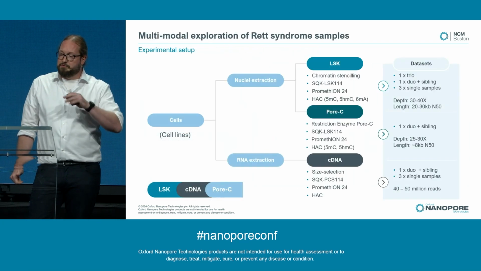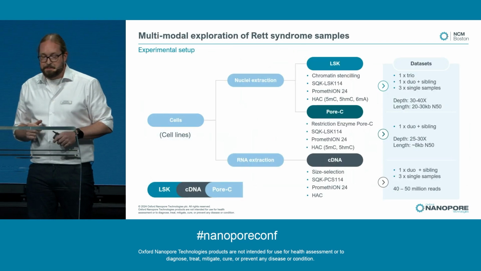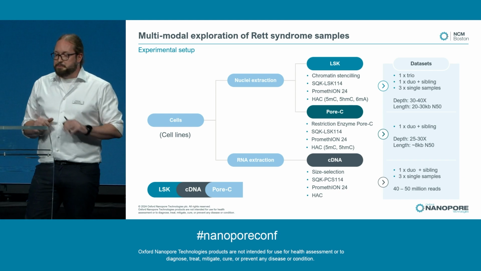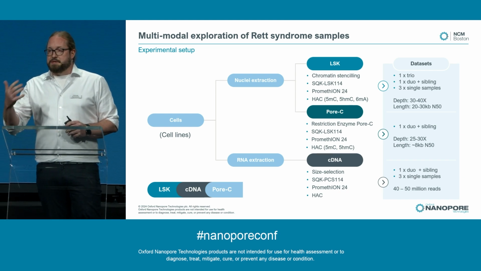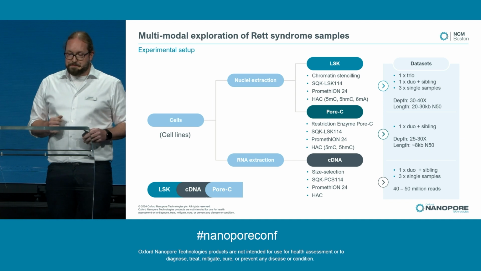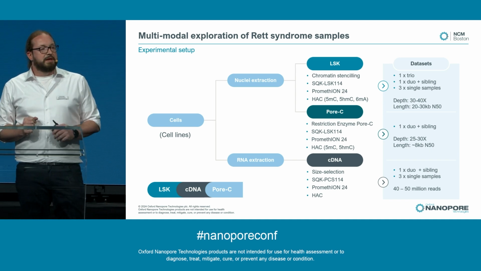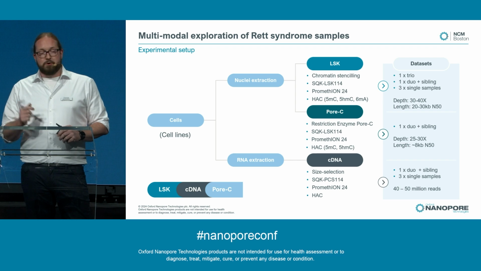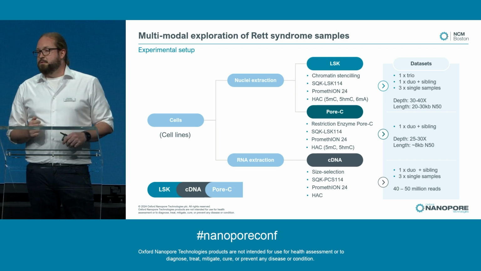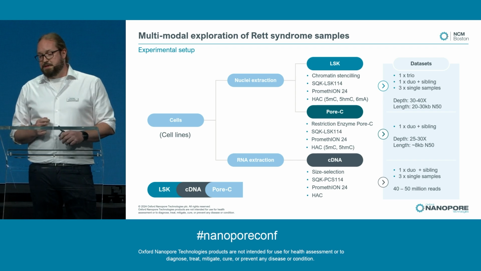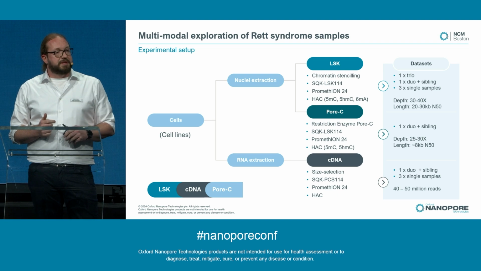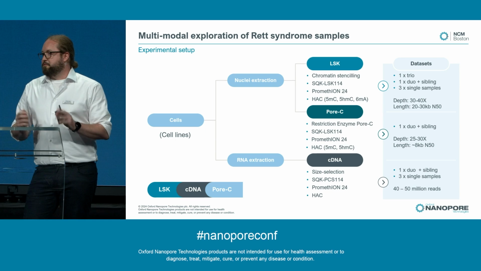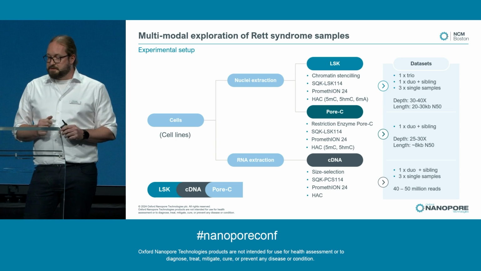So for this project, we got 9 different Rett syndrome cell lines. These are not patient samples, they're just research samples. We did whole genome sequencing for those 9, again, using 6mA to mark open chromatin. Then for 3 more of those, we also got Pore-C data, which is Nanopore's version of a chromatin conformation capture. And then for 6 more of those, we also sequenced 40 to 50 million long cDNA reads.